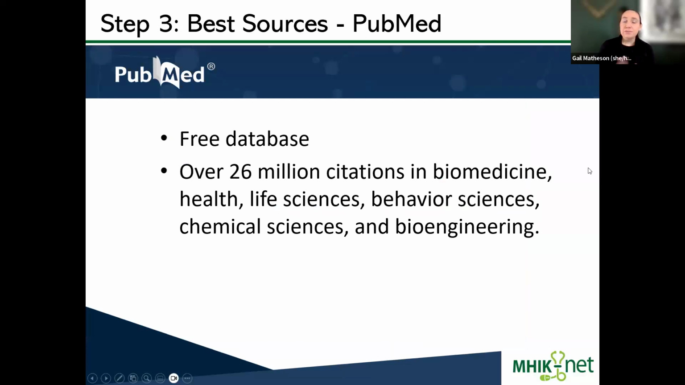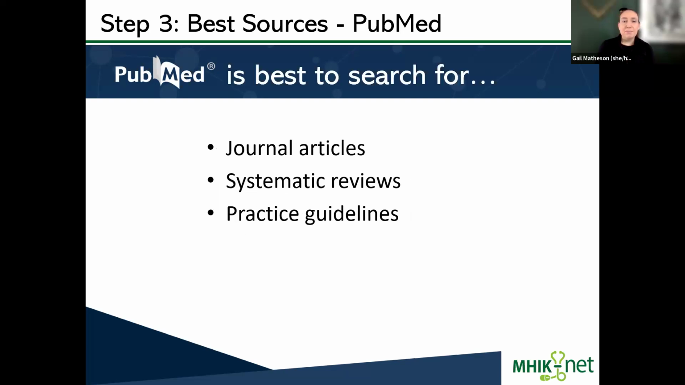So PubMed is freely available. It has over 26 million citations within it. It's fantastic. Articles that have been published are indexed in it. So it's best for journal articles, systematic reviews, practice guidelines. There's so much content that you can be really specific with your searching in it.